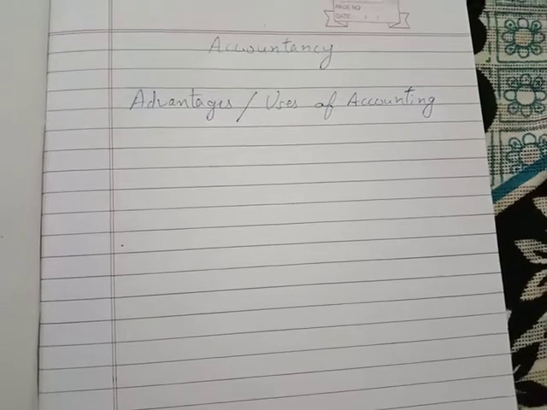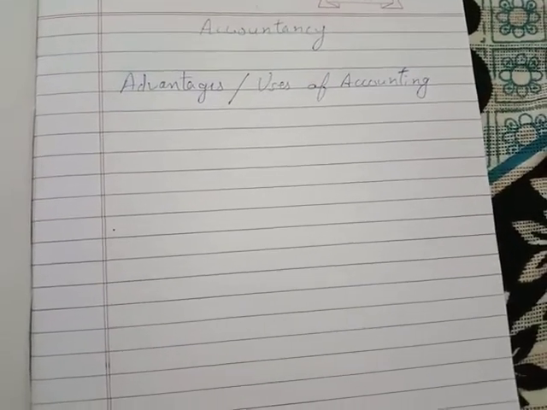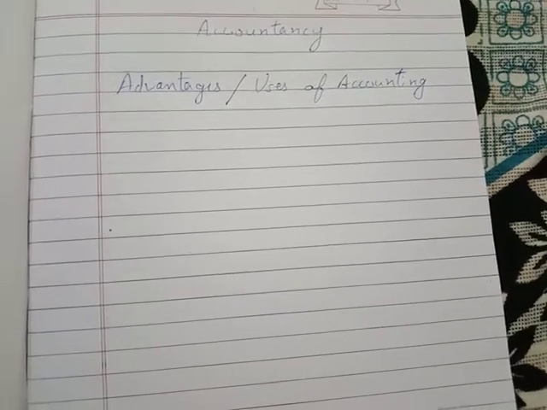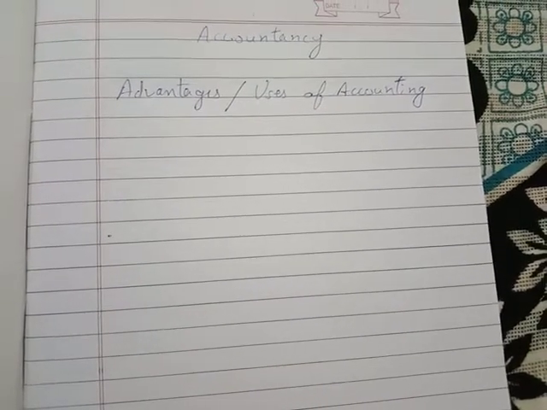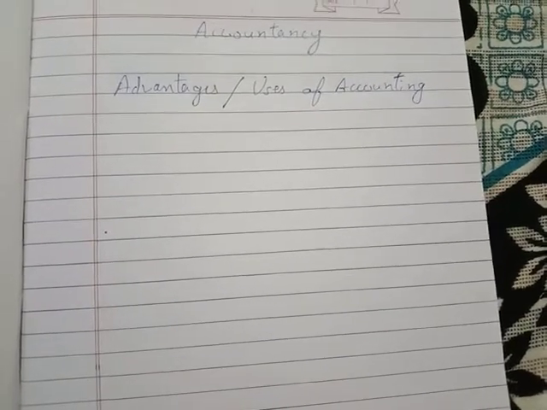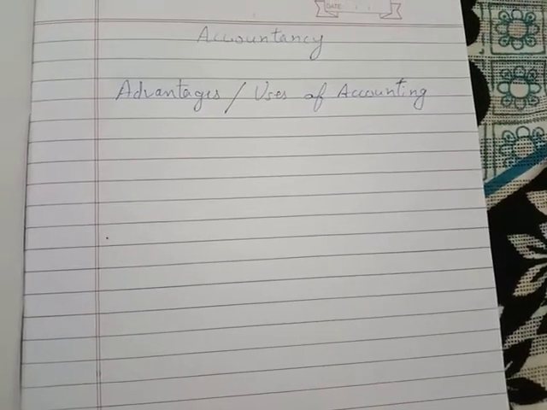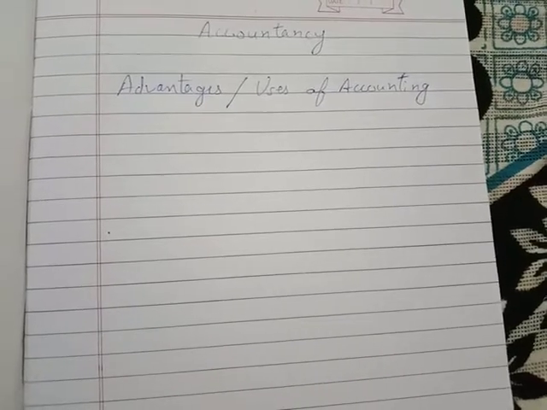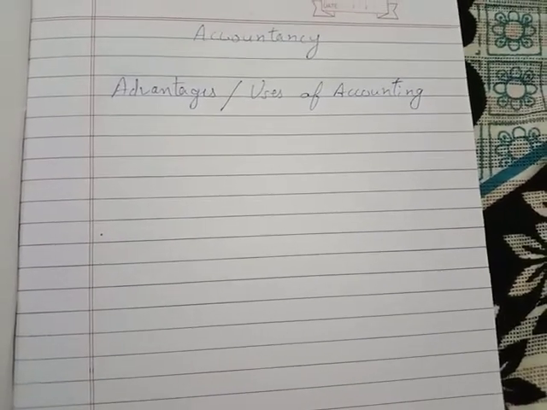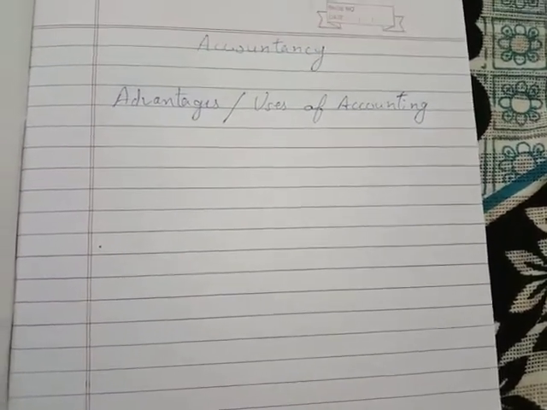Fifth point, enables comparative study. By keeping a systematic record, accounting helps the owners to compare one year's accounting data with those of other years also. Such a comparison provides useful information on the basis of which important decisions can be taken more judiciously.